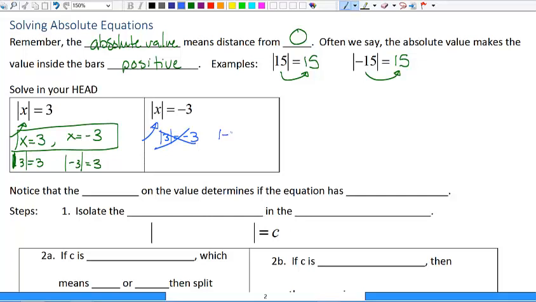And then someone might say, oh, negative 3, does negative 3 work? Is the absolute value of negative 3 ever going to be equal to negative 3? No, that doesn't work either. So the solution here turns out to be no solution. The reason is that when you take the absolute value of anything, it makes it positive. So whatever we plug in inside the bars, it needs to come out positive, not negative. So this one has no solution. Notice that the sign on the value determines if the equation has any solutions.